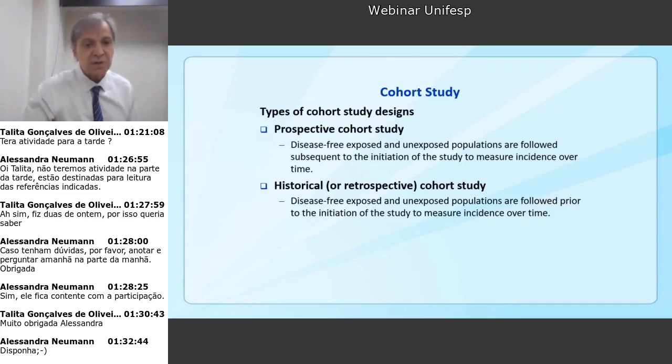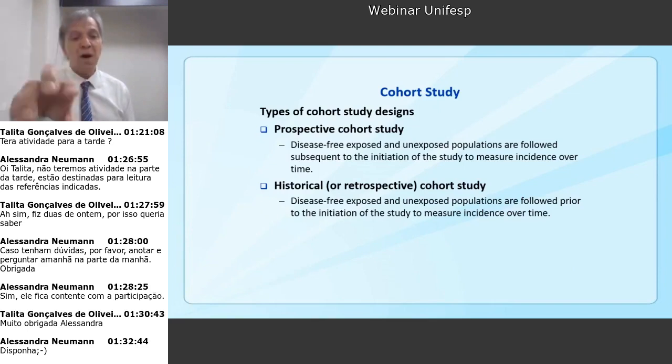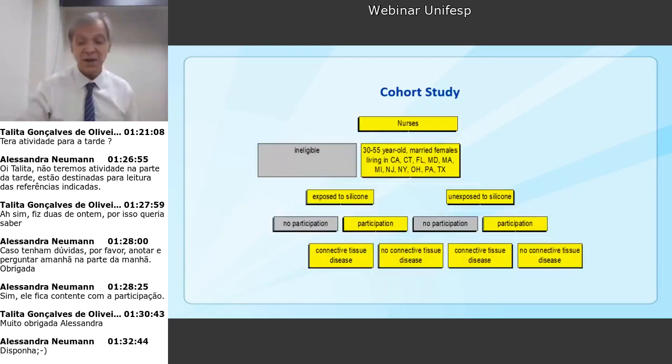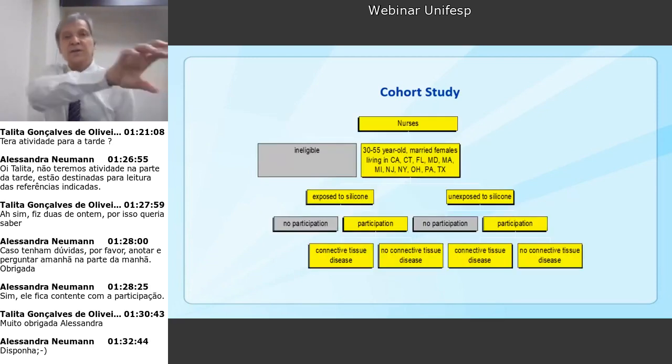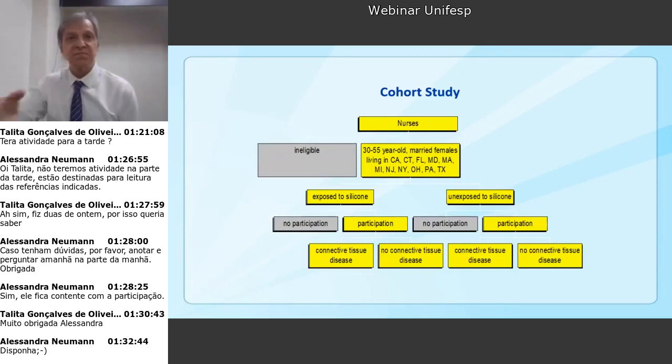Just a few words. The prospective cohort: disease-free, exposed, and unexposed are followed up. And the historic: disease-free, exposed, and unexposed were followed up prior to the initiation of the study to measure incidence over time. So the difference between them is that one is subsequent, the other one is prior to initiation of the study, and you retrospectively measure that. It's how I collect the data. It's not really how the dynamic of time is measured. We still have an underlying follow-up process.